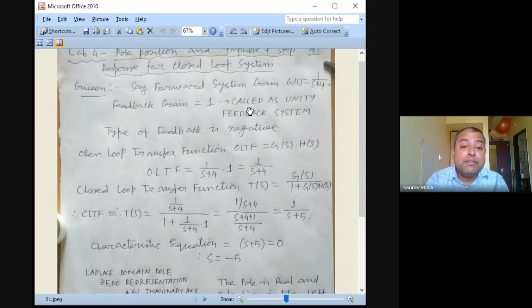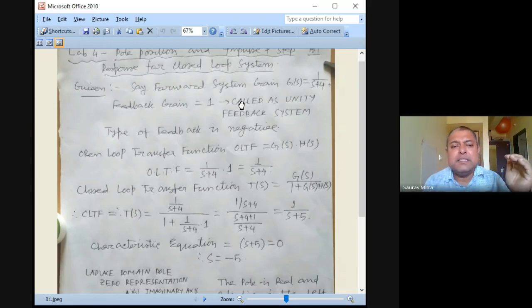In the exam, if H(s) is not given and they say only forward gain, this will happen in a lot of numericals that we will be solving. Only G(s) is given, H(s) is not given. If H(s) is not given, you take H(s) equal to 1. Whatever you assume in the exam, write it very clearly: I am assuming the system to be a unity feedback system. Unity feedback means whatever is generated at the output, everything is taken back and given to the input. Okay, so the system is the same.